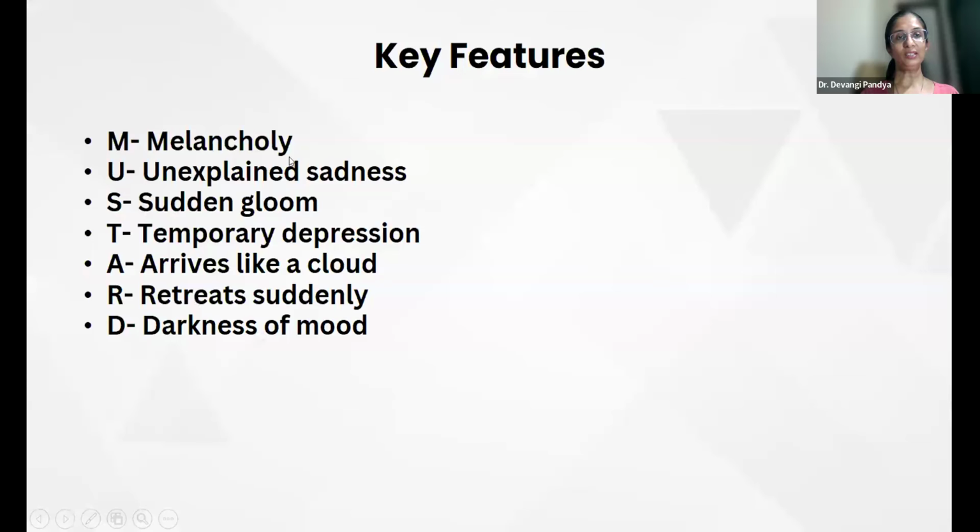So melancholy, unexplained sadness, sudden gloom, temporary depression. It arrives like a cloud and retreats, the suddenness and darkness of mood.